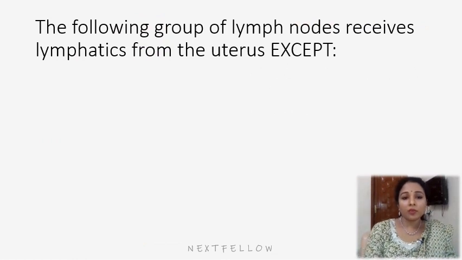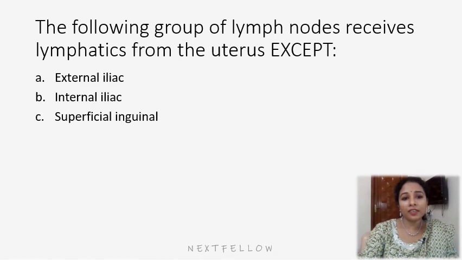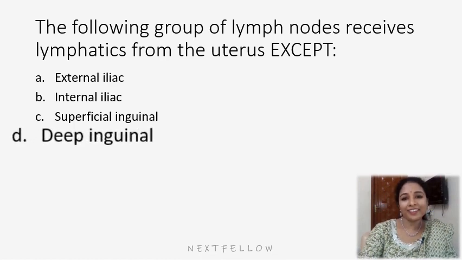So let's see some questions associated with the uterus. The following groups of lymph nodes receive lymphatics from the uterus except: external iliac, internal iliac, superficial inguinal, deep inguinal. So the lymphatics from the uterus reach the superficial inguinal nodes but not the deep inguinal nodes. So the answer is deep inguinal.